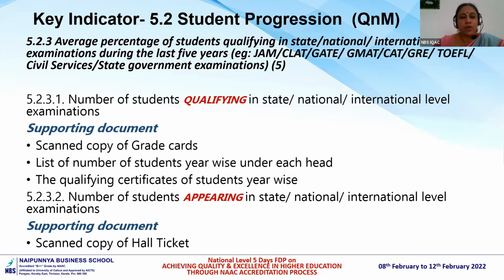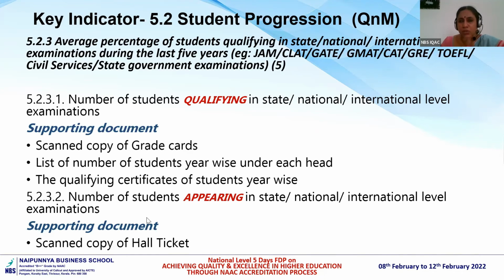So here again, you have got two kinds of subsections, as NAAC is providing: the number of students qualifying in state, national, international level examinations, as well as the number of students appearing. So the emphasis from the institution side has to be to increase the number of students appearing, because qualifying is not in our hands. Students have to qualify these examinations, but we can always initiate students to appear for the state, national, international level examinations, because that can be done.